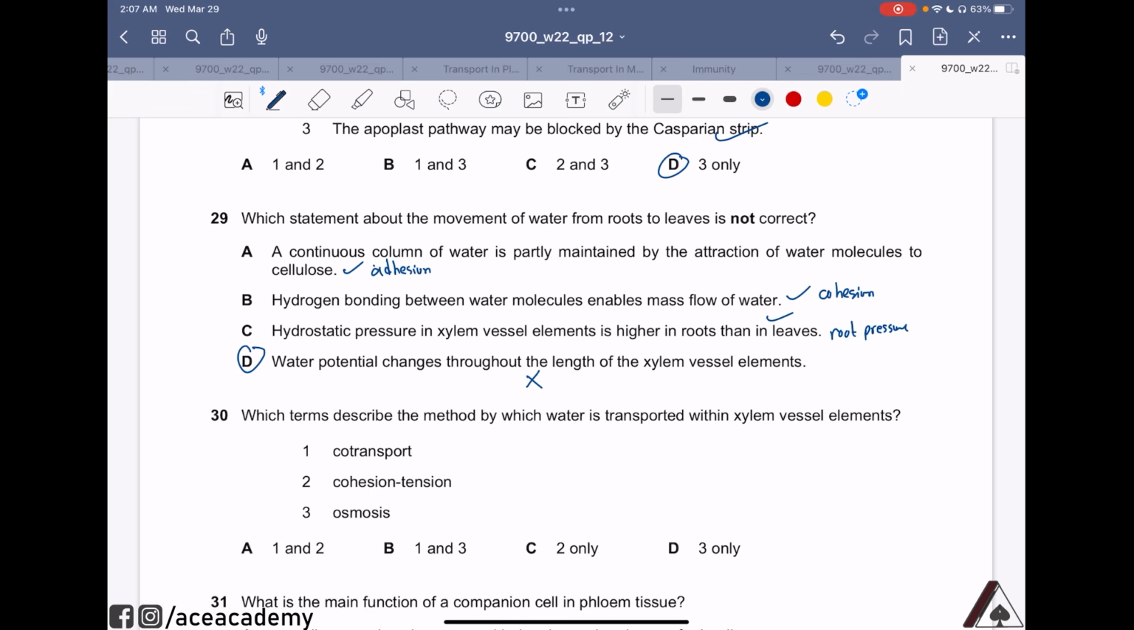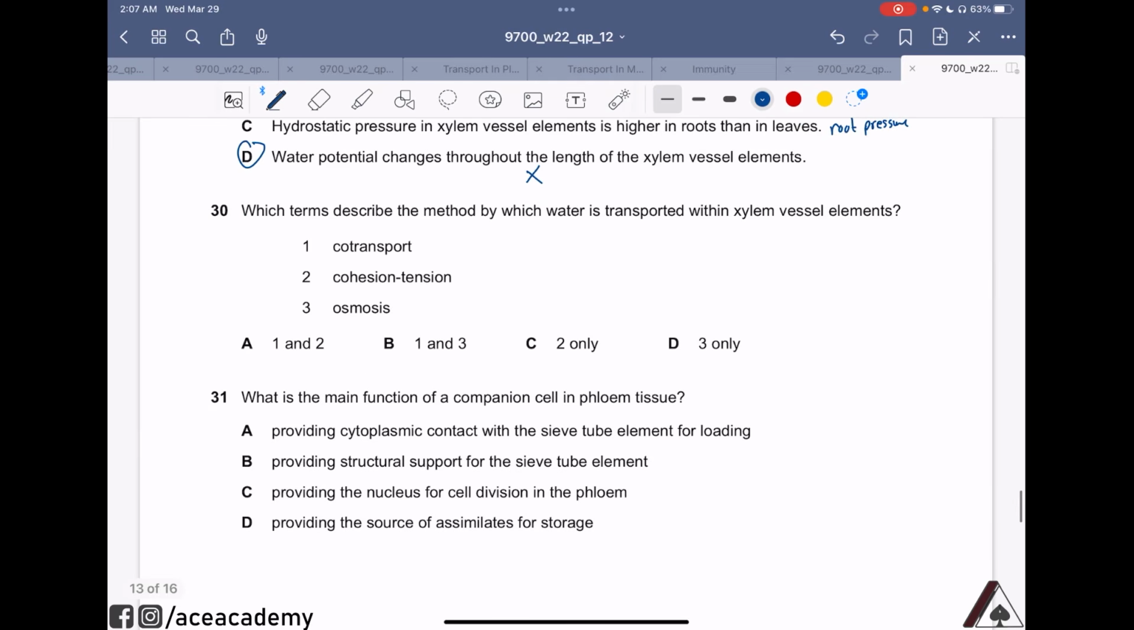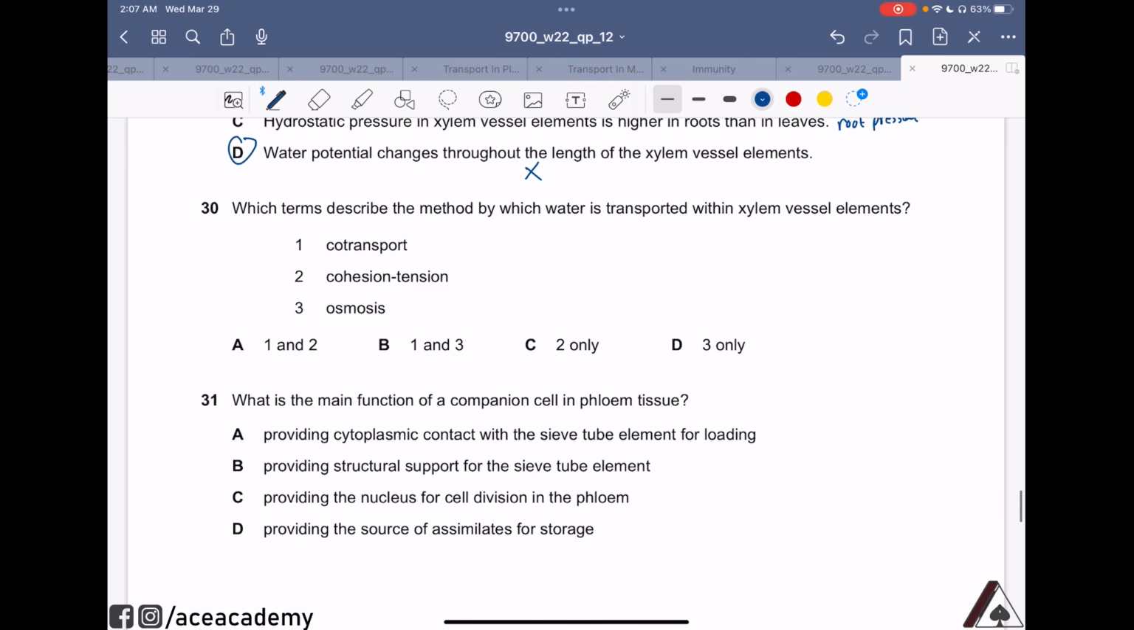This is untrue. Okay, so number 13. Which terms describe the method by which water is transported within xylem vessel elements? Co-transport, no. Cohesion tension, yes. Osmosis, no. It's actually mass flow. And it's not co-transport because co-transport only occurs in companion cells of vessels. So, number 2 is only correct, which gives us C to be the correct option.